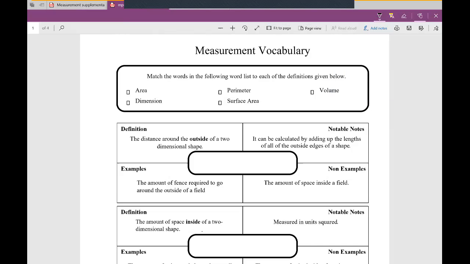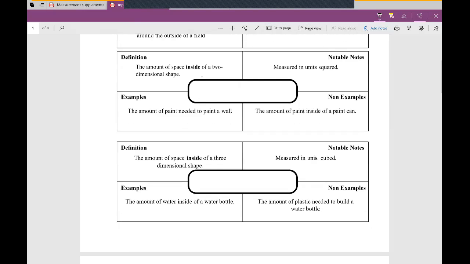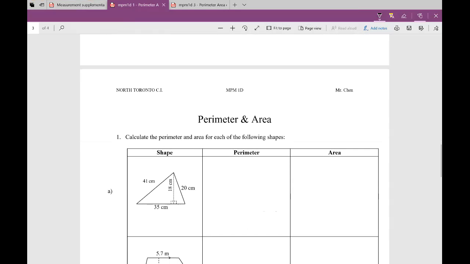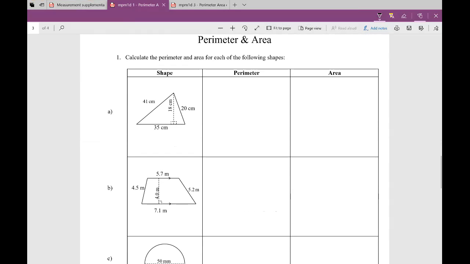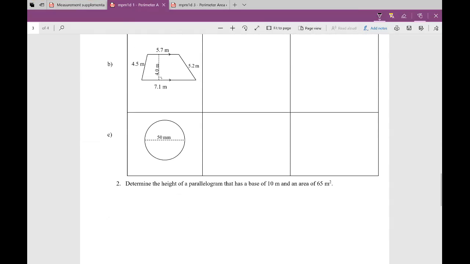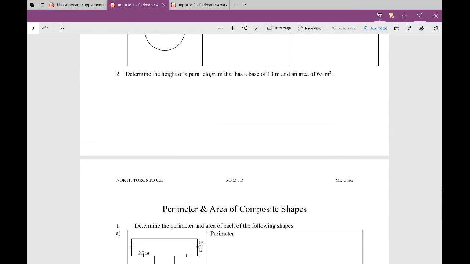So now I'm going to take a look at the PDFs that I put in the Google Classroom. And then there's some answers for the measurement and vocabulary that we asked you to do. And then we have some perimeter and area basic shapes here to help you out. And again, the solution's already there. I think you're okay with that. A small little word problem.